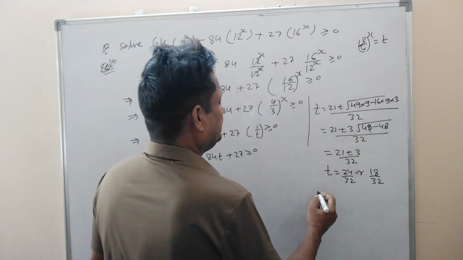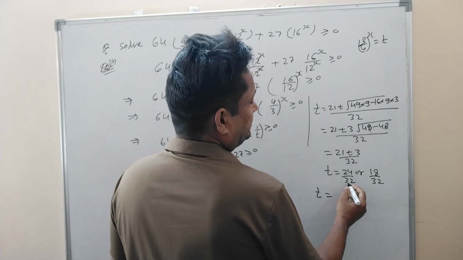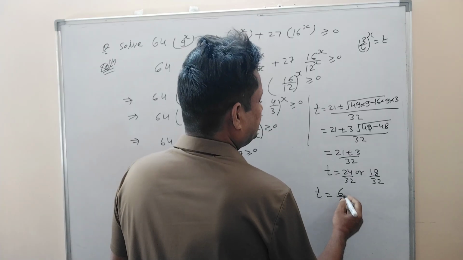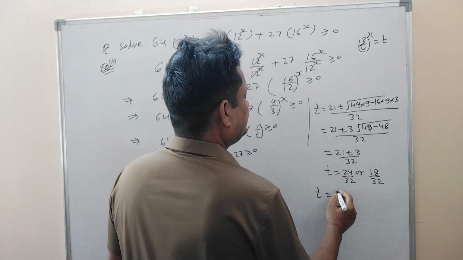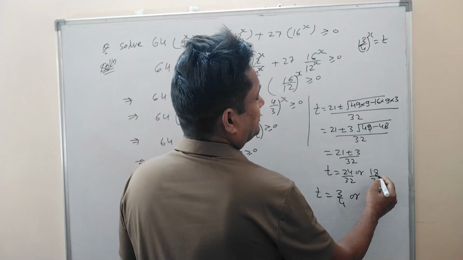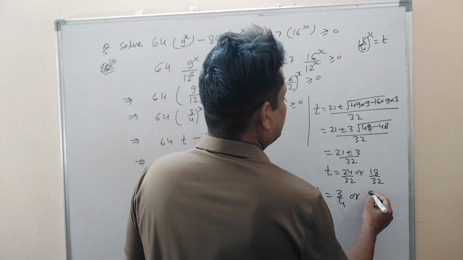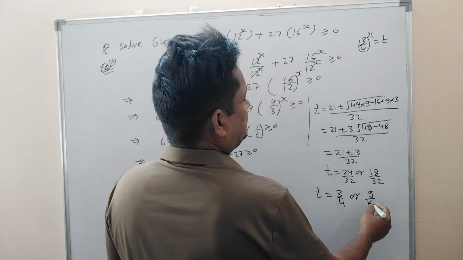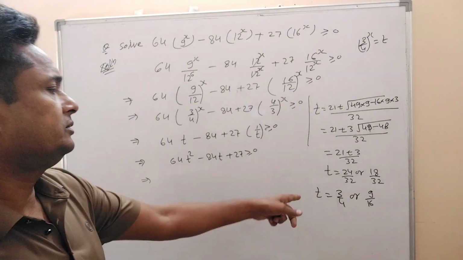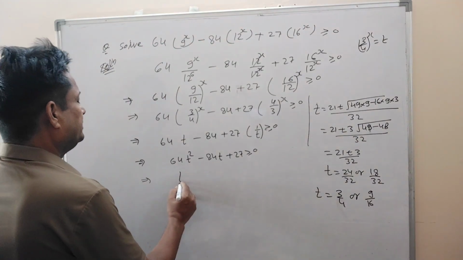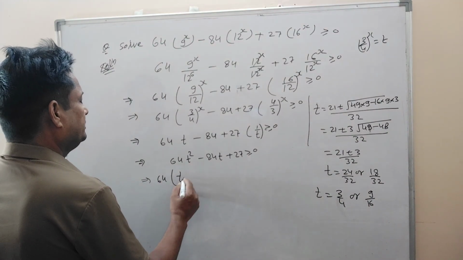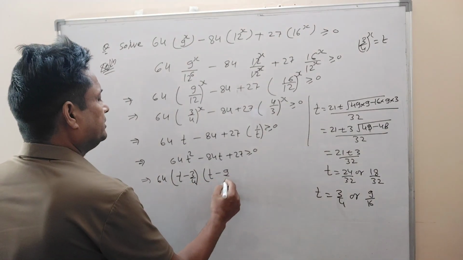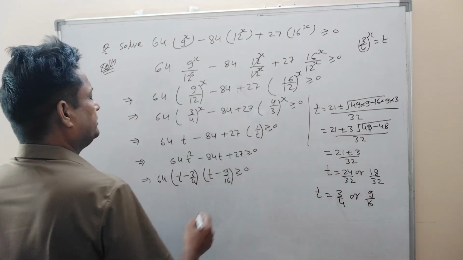So this can be written as how much? This can be written as 6 by 8. That means this can be written as 3 by 4, or this can be written as how much? 9 by 16. So these are the two roots. So this can be written as 64 times t minus 3 by 4 into t minus 9 by 16 greater than or equal to 0.